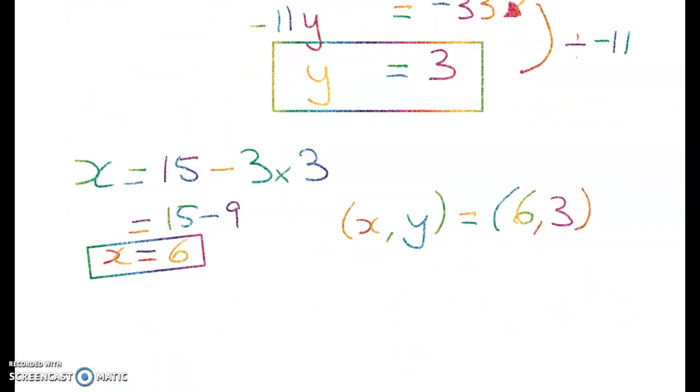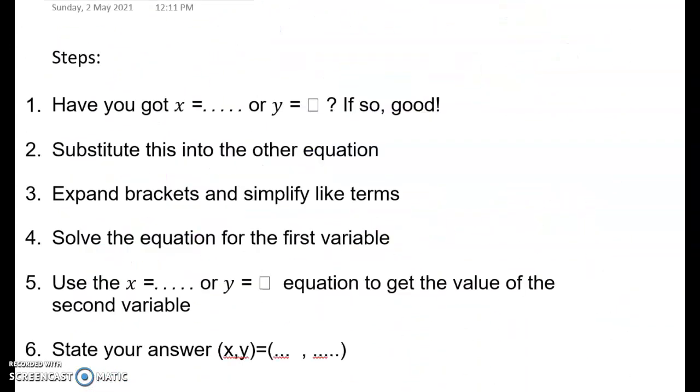Okay, it's probably time that we got some steps down. So let's see how we're going to do these. Well, the first thing is to check if we've got x equals blah blah or y equals blah blah. And if we have, then we're good. We're going to take that and we're going to substitute whatever the x equals thing is into the other equation, right? Then we're going to clean up the mess.